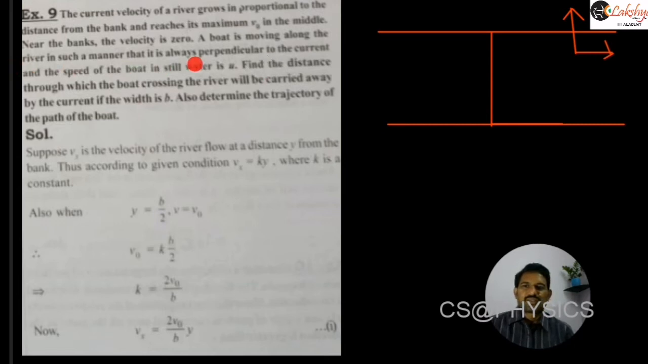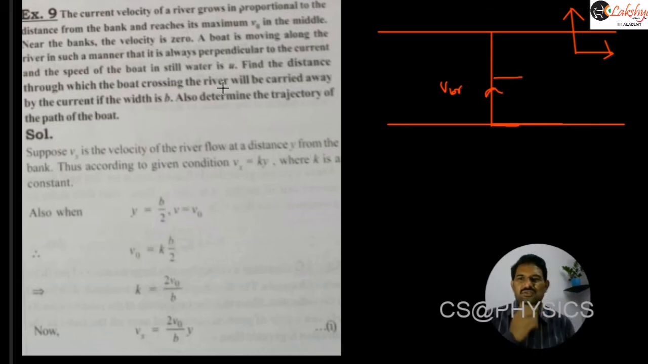So you can observe this: a boat is moving along the river in such a manner that it is always perpendicular to the current direction. That means the velocity of the boat with respect to the river is along this direction here. And so the velocity of the river will definitely be along this direction here, but the given information is that throughout this it is not v. In the middle of this, the velocity is given as maximum.